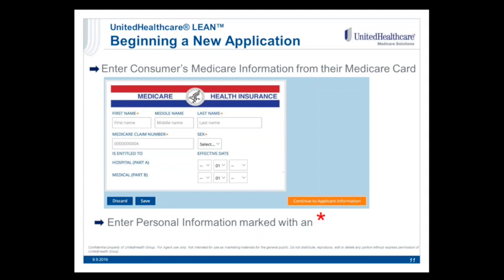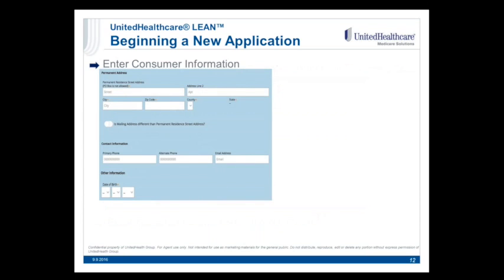It's not required to have the Part A and B effective date, but if you have the card, you should always enter that information, as well as any information. So if there's not an asterisk next to something that it's required, but they have that information, you should always get more information than is required. So that helps us, especially with contact information. It helps us contact our members in multiple different ways should we need to reach them.